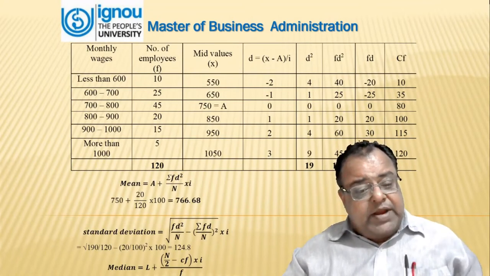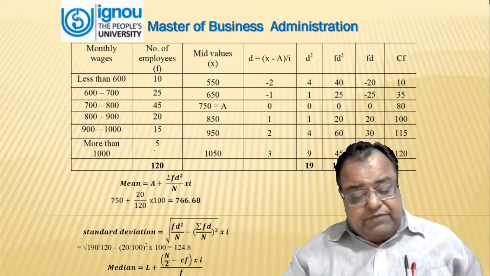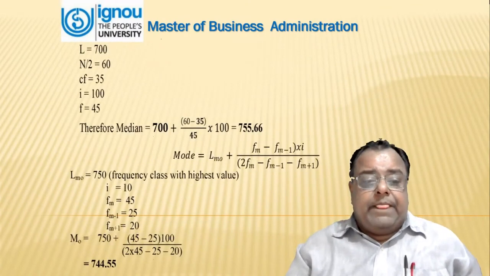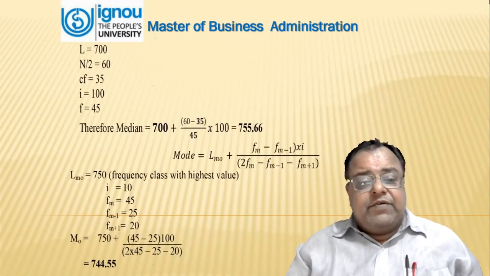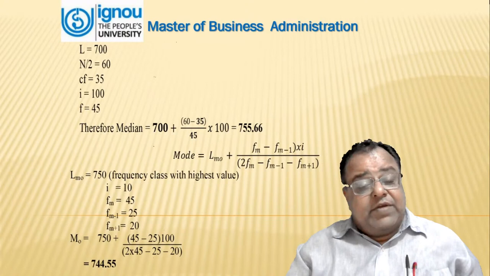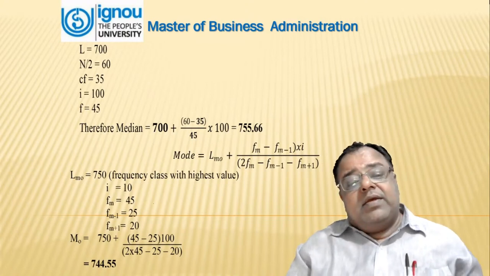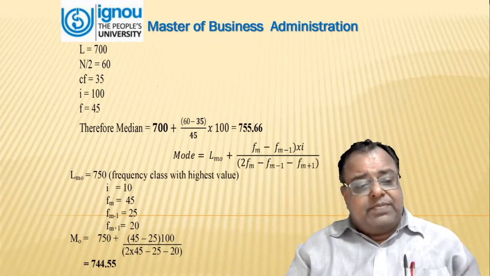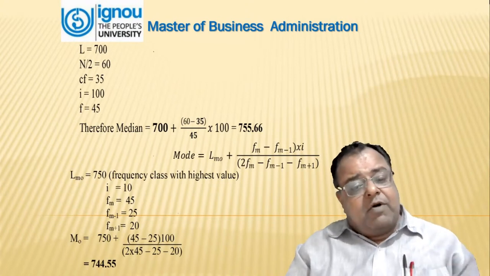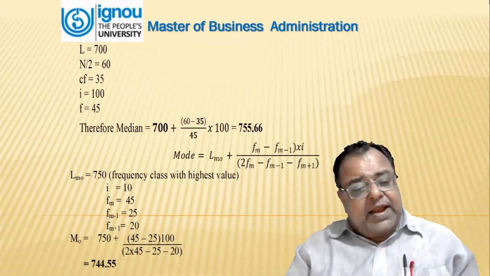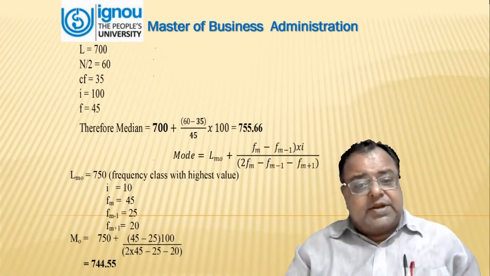And the formula for median is L plus (N by 2 minus CF) into h by f. Putting all these values, we get median as 755.66. We have to calculate more. Here, for calculation purposes, I am showing the mode by this formula, or we can use straight away the empirical relation. We'll get the same result.